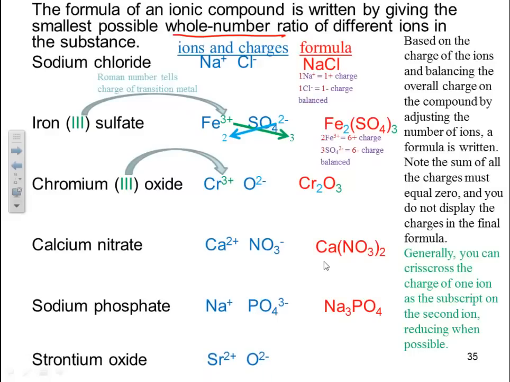Strontium oxide. Strontium is a 2+, oxygen is a 2-. Now this is where the crisscross runs into problems. If I were to crisscross this, I would have Sr subscript 2, O subscript 2. I want whole number ratios. Those are both divisible by 2, so it goes back to SrO. Obviously you can see you've got 2 plus and 2 minus, that's balanced. I just need one of each.